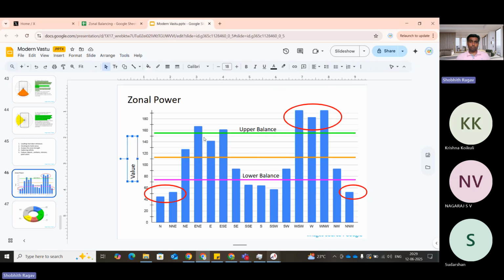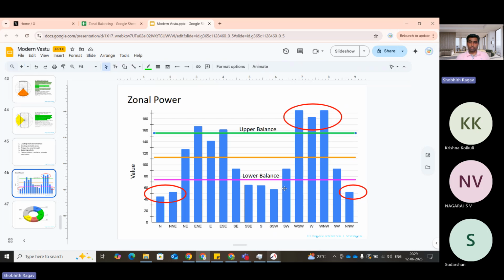Then now you have to find the upper balance area. When you say upper balance, anything below this is fine. That means whatever is crossing above, see, all these three are overshooting. So these zones are all problematic. And there is one lower balance, the lower level balance, and anything below this also is a problem. So these zones are problematic. This zone is also problematic.